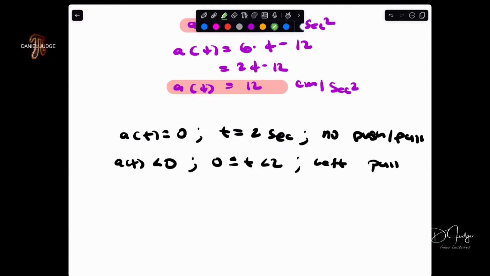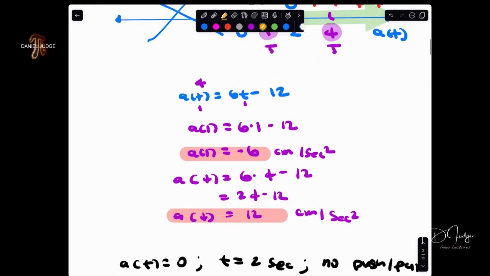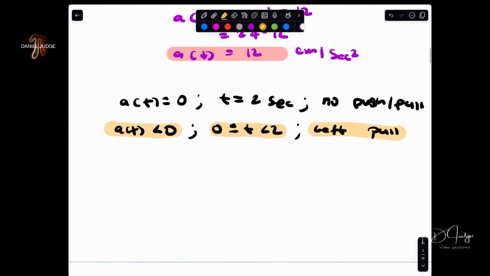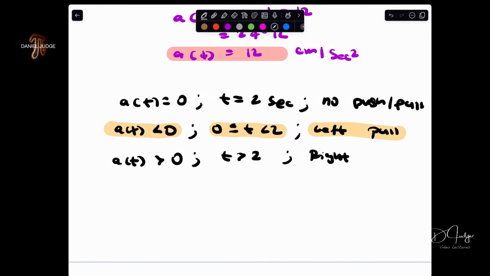I want you guys to notice this extremely important detail because that's really what they're asking for. For what time is a particle being pushed or pulled to the left, or pushed or pulled to the right? So I'm going to just answer the questions left to right. T greater than 2 seconds, you're going to have a right pull. And that's what they're interested in knowing here.